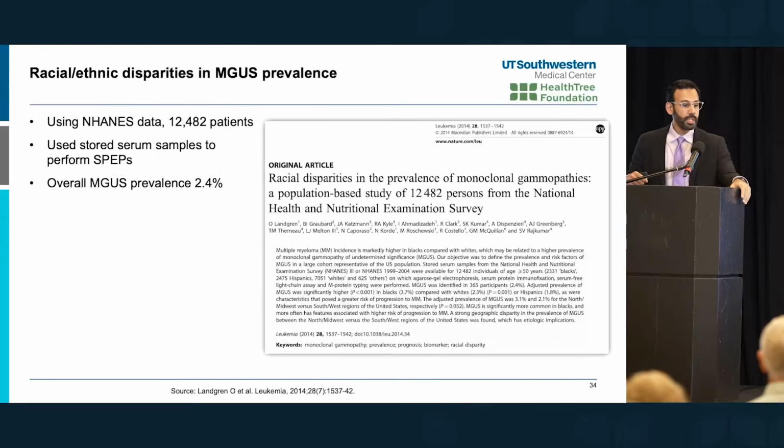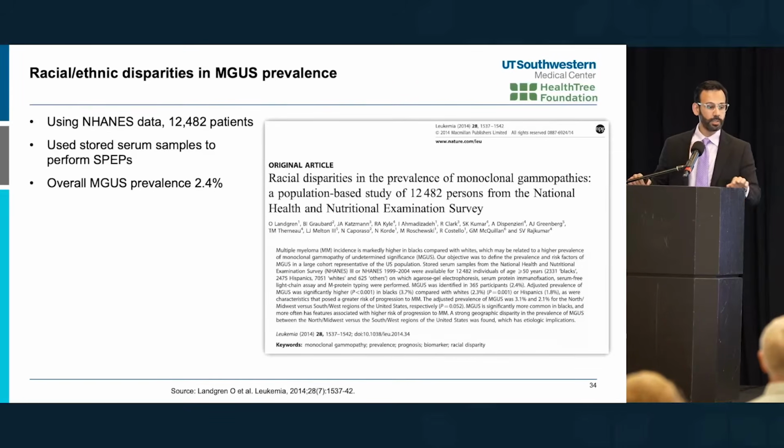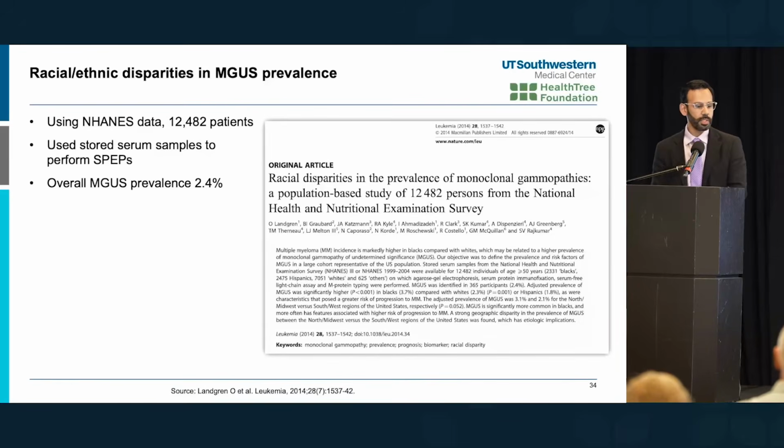Which then brings me to the racial and ethnic disparities of MGUS. It's been well known for decades that there was a flavor of racial and ethnic differentiation in monoclonal gammopathies overall, and this is one study that showed that. This looked at NHANES data, which is a really large cohort of all kinds of patient and health metrics.